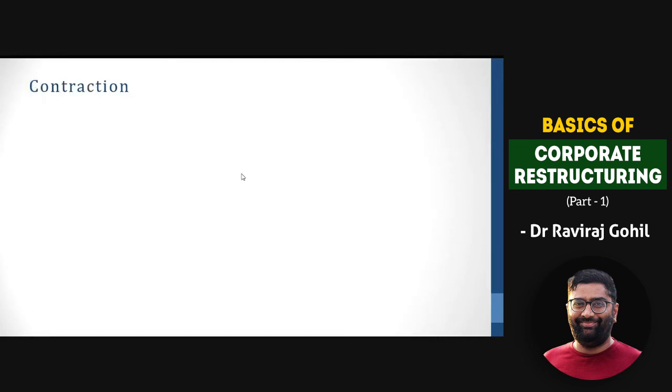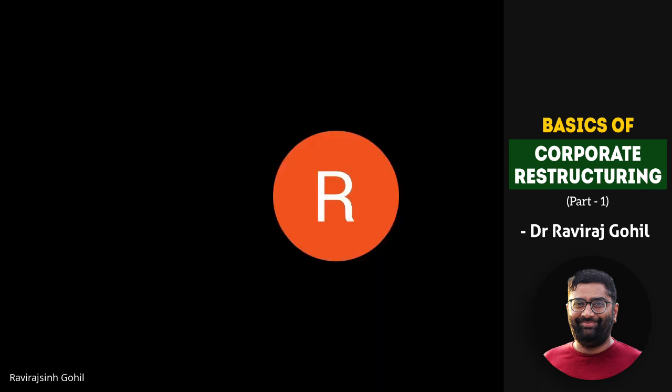So now let's move to the next, which is called contraction. Right. Before we move to contraction, I still would like to understand the logic. Why do companies go for contraction? Can you give me a reason for contraction? Why would a big company like to cut itself down to a smaller size?